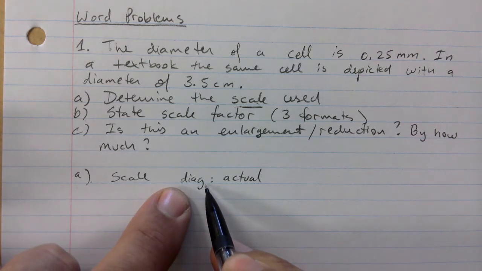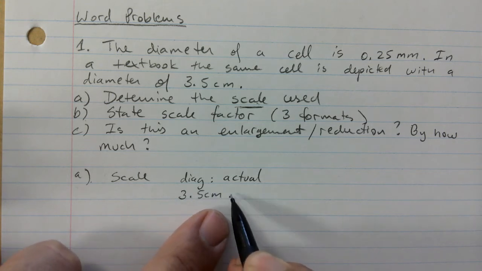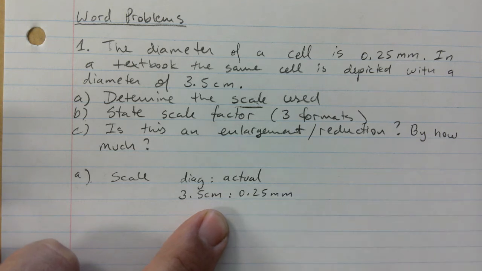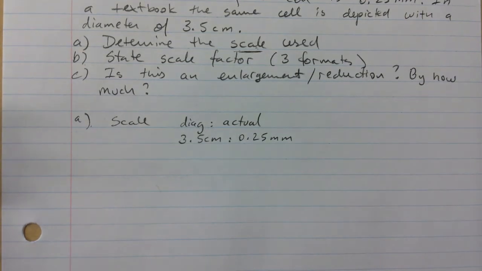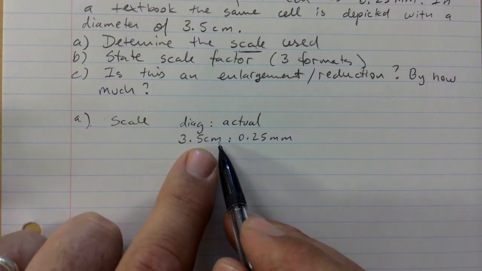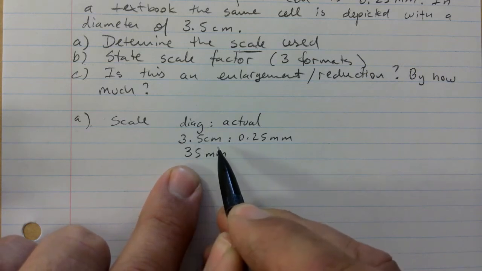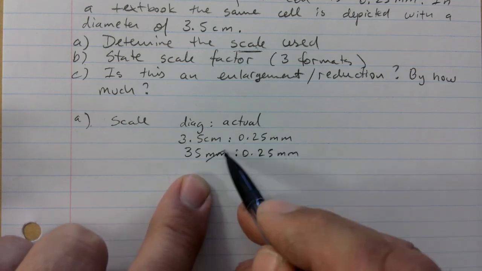So I'm taking the diagram, which is 3.5 centimeters, and you put the actual there. Now, can you go ahead and just divide this and simplify? No, because the units are different, right? So you got to be careful here. So what you can do is turn this into millimeters, perhaps. Just multiply it by 10, right? 1 centimeter has 10 millimeters. Like that, then you can cancel out.